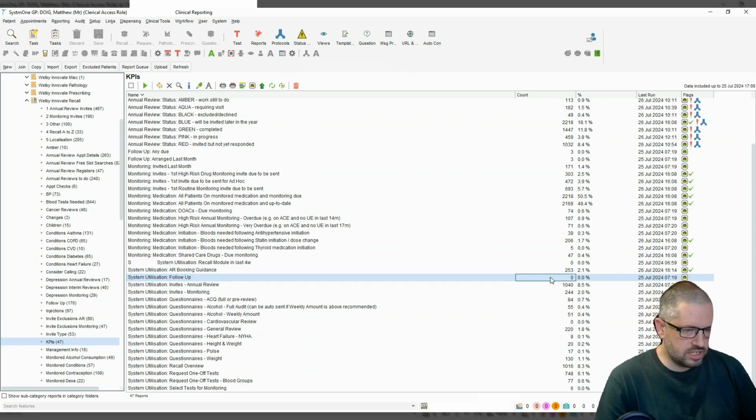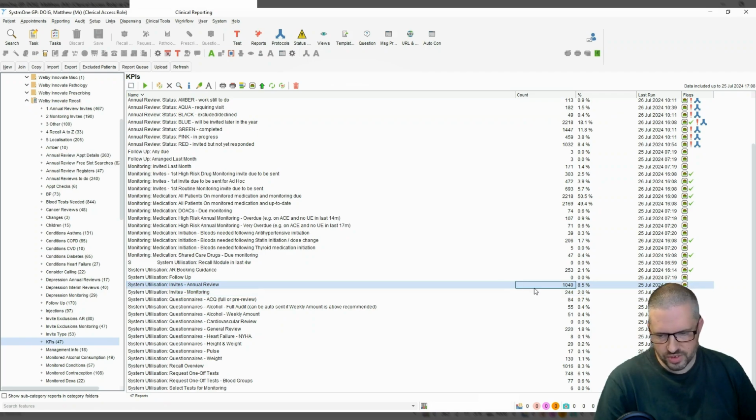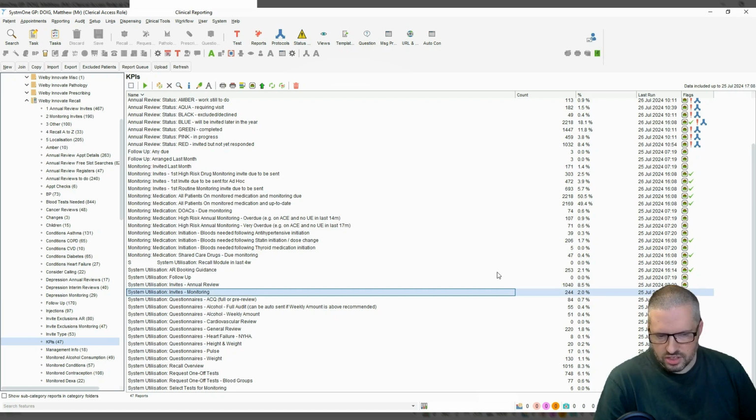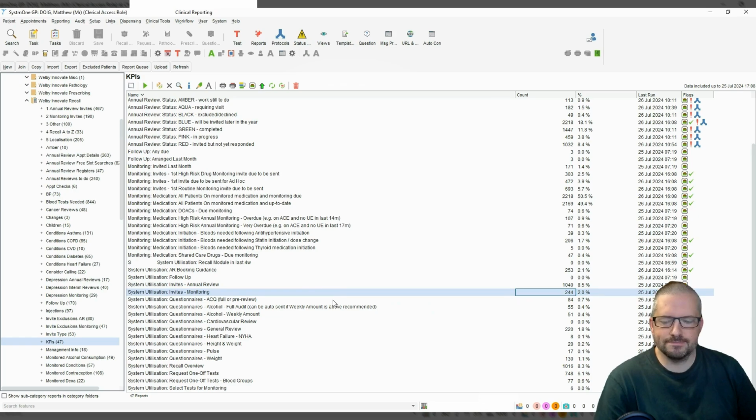Follow-up at this practice has not been used in the last 4 weeks. I mean, it's an optional thing. Some practices are using it a lot more, others not at all, and that's fine. Annual review invites and monitoring invites, those are much bigger numbers. I think they've been doing some catching up on the annual review invites here. Again, as long as you're seeing some decent numbers in there, that's what you'd expect. But you can keep an eye on that.